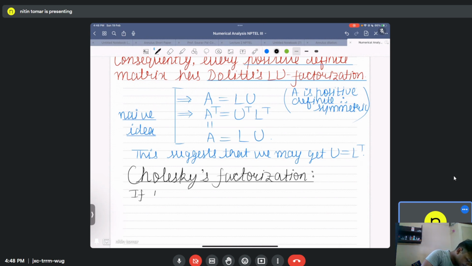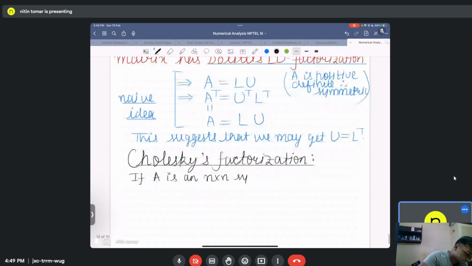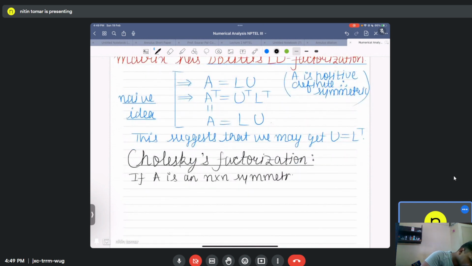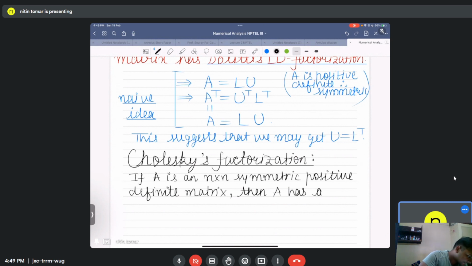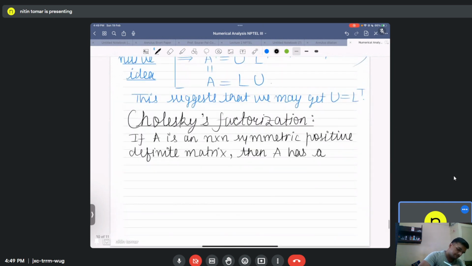So if A is an n cross n symmetric positive definite matrix, then A has a unique factorization, A equal to L L transpose.